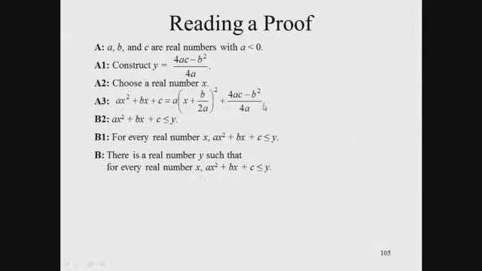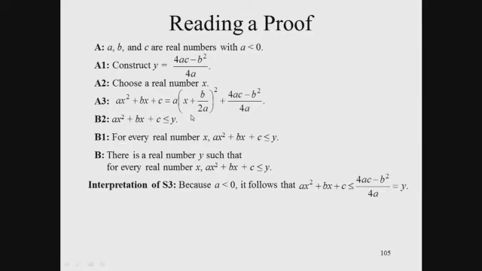All right, so here's where we are. Now we have to finish this proof, and the author does that by statement S3. Because a is less than 0, it follows that ax squared plus bx plus c is less than or equal to 4ac minus b squared over 4a, which is equal to y. Where does this statement come from? Just A. The hypothesis A, correct.